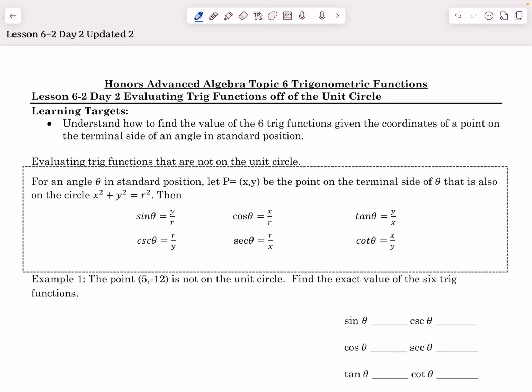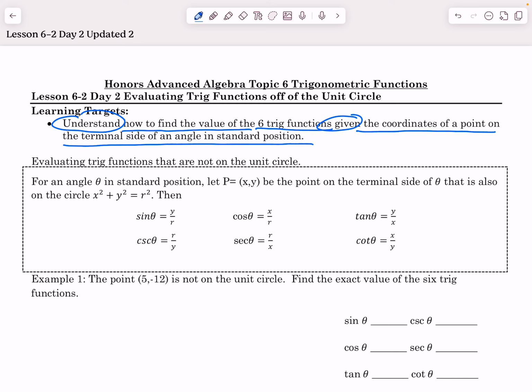Hello students, this is going to be lesson 6-2, day 2. We are going to be evaluating trig functions off the unit circle. So our learning targets are going to be to understand how to find the value of the 6 trig functions given the coordinates of a point on the terminal side of an angle in standard position.